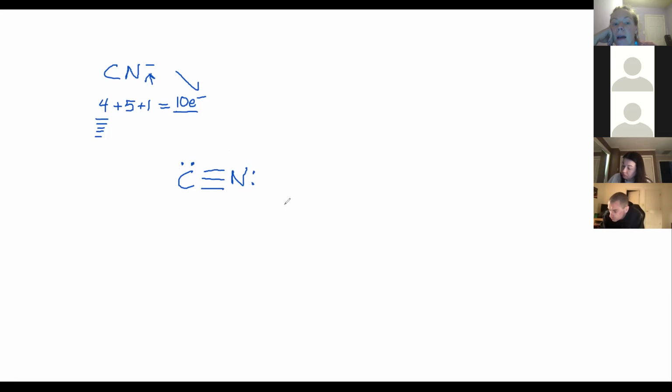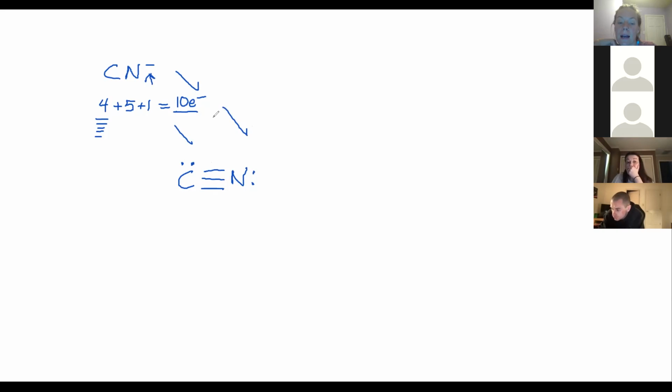Again, anytime I move electrons around, I always double check and make sure that I haven't done something to the total number. So I need to have 10 electrons: 2, 4, 6, 8, 10. We still have 10 electrons on the board. Carbon has access to 2, 4, 6, and 8. Carbon is happy. Nitrogen has access to 2, 4, 6, and 8. Nitrogen is also happy. So this is the structure.